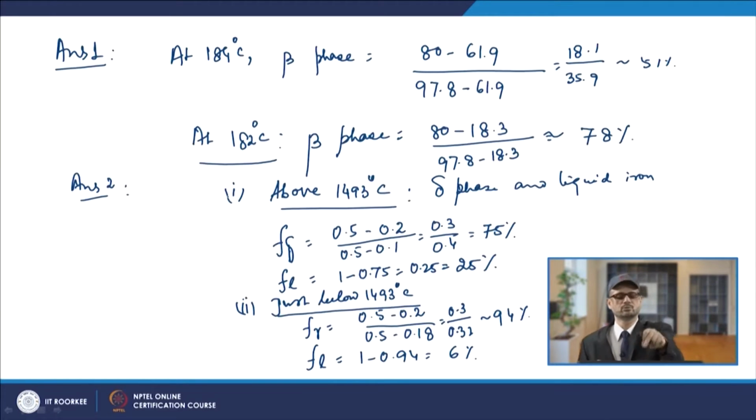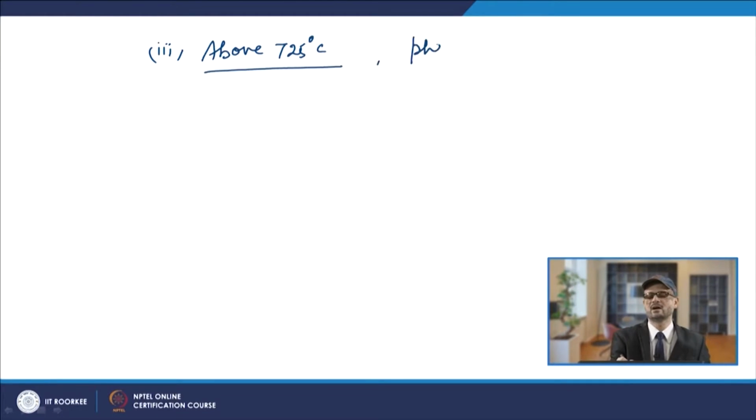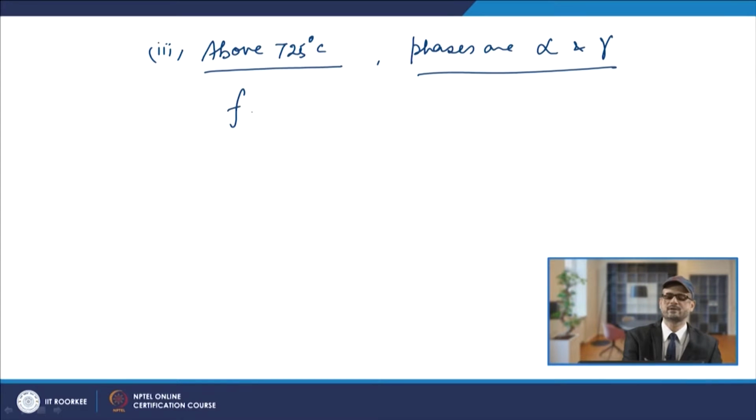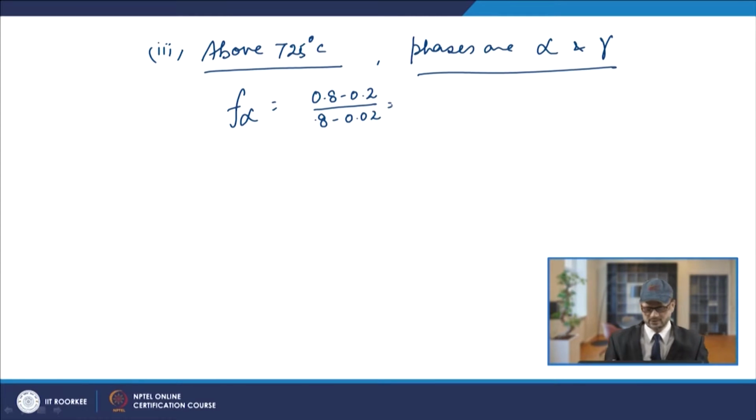So, for the third part, if you go above 725 degrees C, you have phases alpha and gamma. Now, the fraction of alpha, using the lever rule, will be the fraction of the right hand part. So, it will be 0.8 minus 0.2, and then 0.8 minus 0.02. So, it is coming close to 77%.